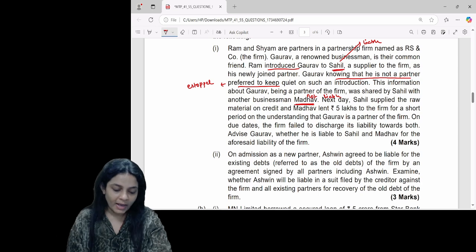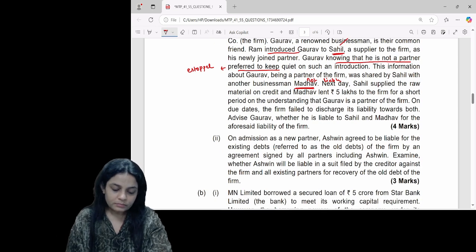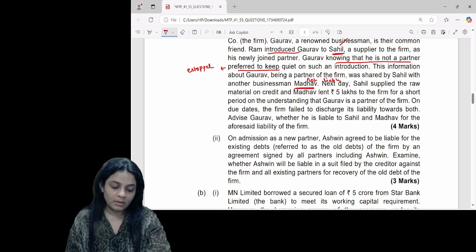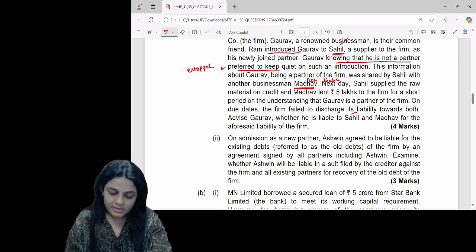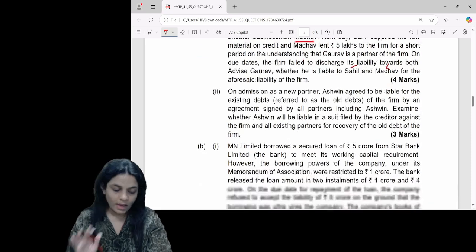Next day, Sahil supplied the raw material on credit and Madhav lent 5 lakh to the firm for a short period on the understanding that Gaurav is a partner of the firm. On due dates, the firm failed to discharge its liability towards both. Advise Gaurav whether he is liable to Sahil? Yes. Madhav? No. I hope that is clear.